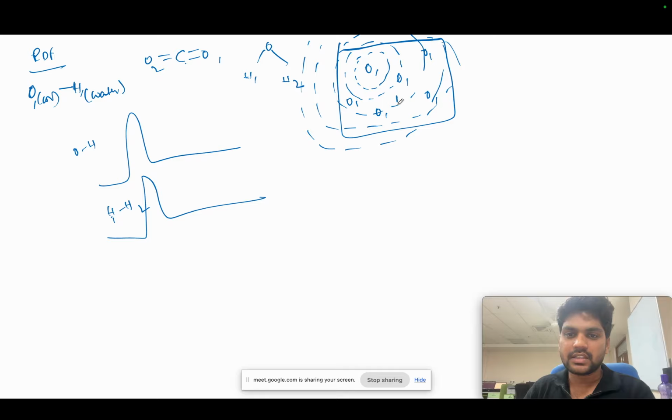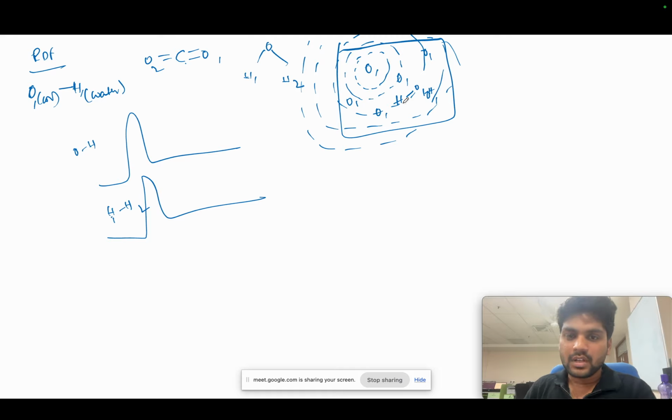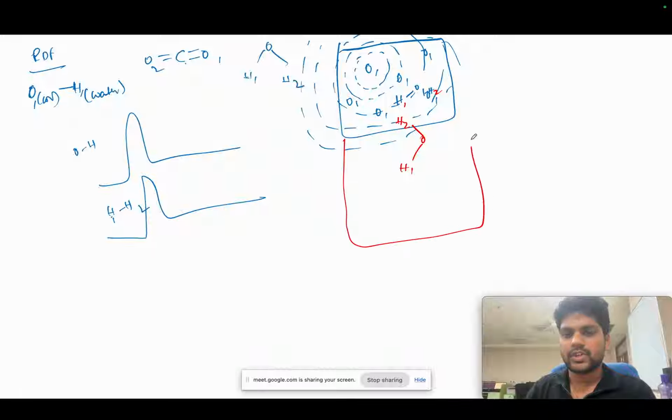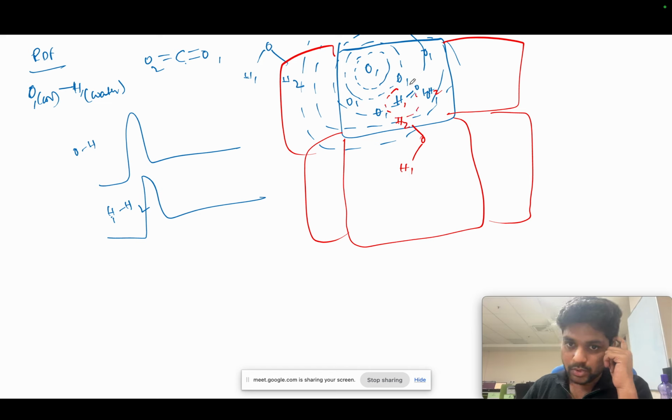So suppose it's like this. This is H, this is H1, and this will be H2, and there will be another H2. This will be another box. Don't worry, there will be PBC, periodic boundary conditions. So you can see if I make the plots here.